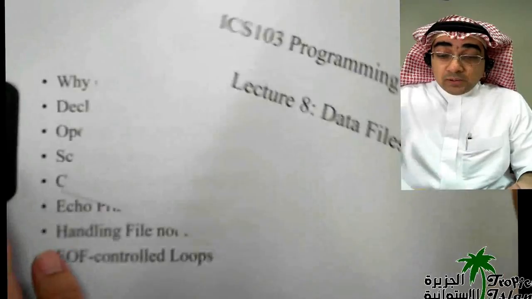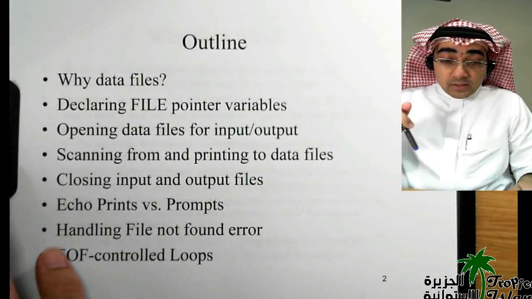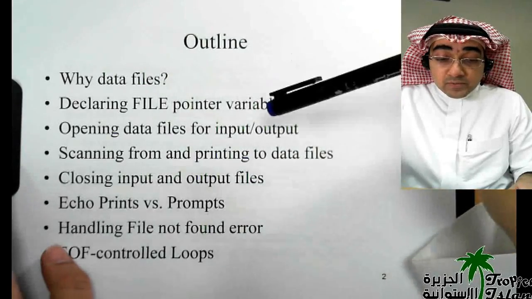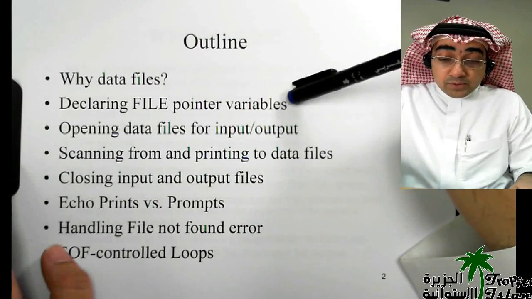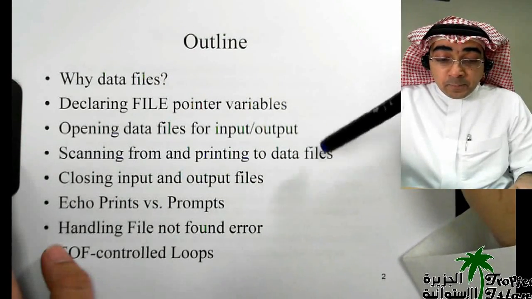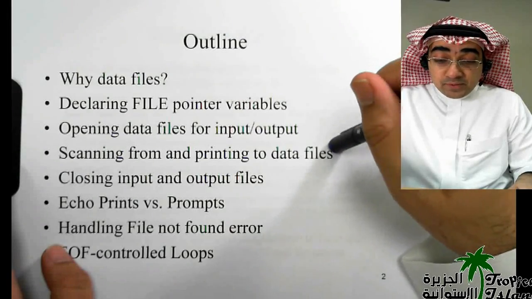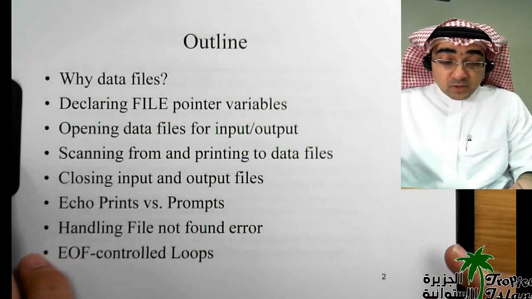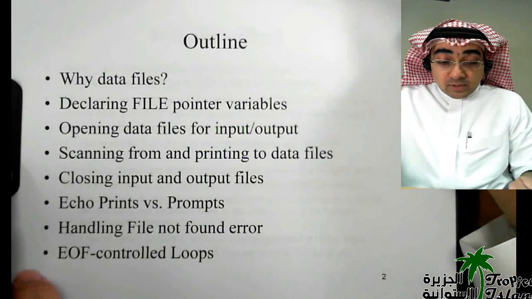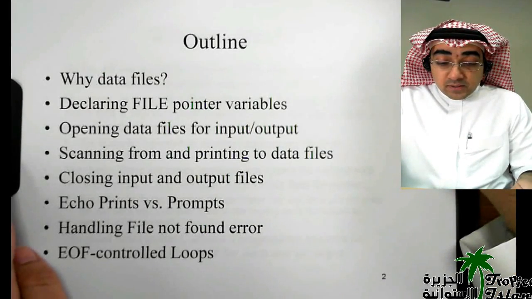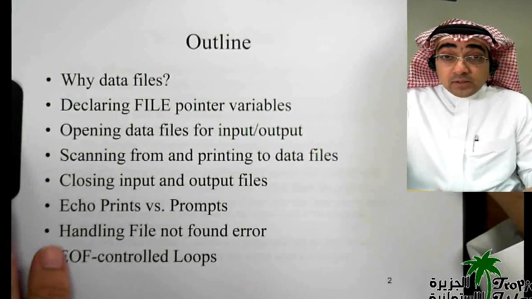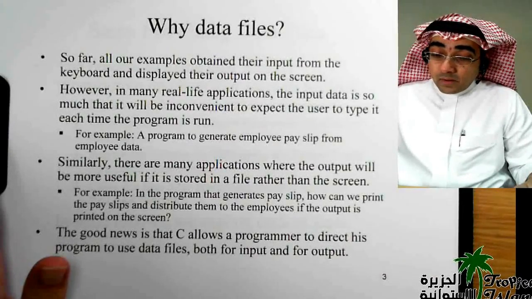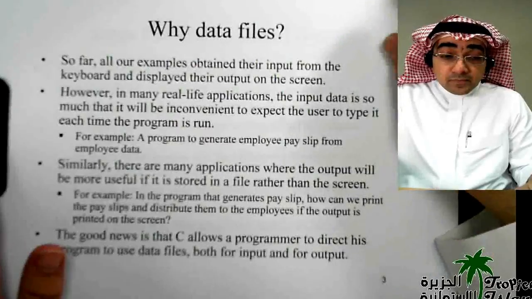So let's start by giving an outline. Here's an outline of what we're going to talk about today. We're going to be talking about why data files, how we can declare file pointer variables, opening data files, scanning and printing data files, closing a data file, and then we will talk about printing versus echo. Finally, we'll talk about handling files that are not found and the end of file controller, the EOF. So here it goes.